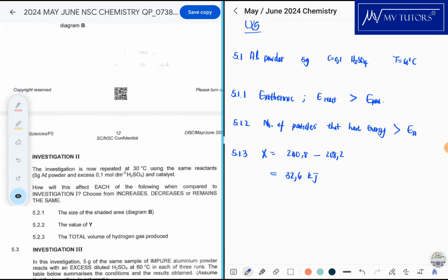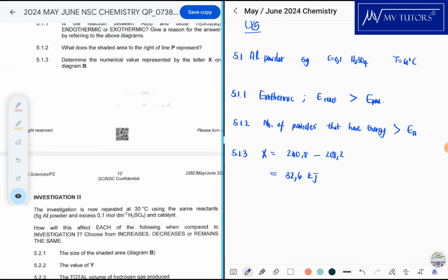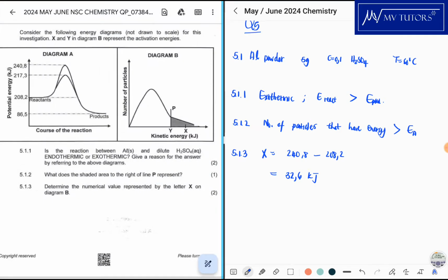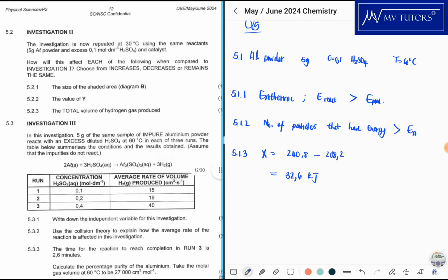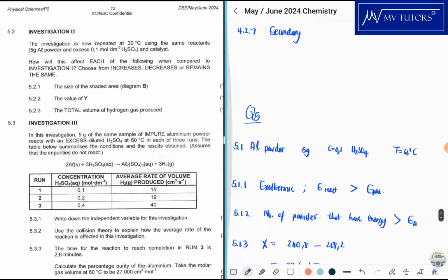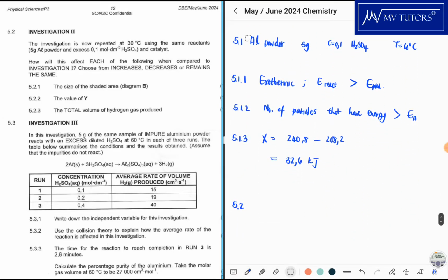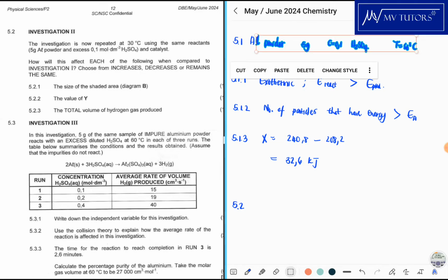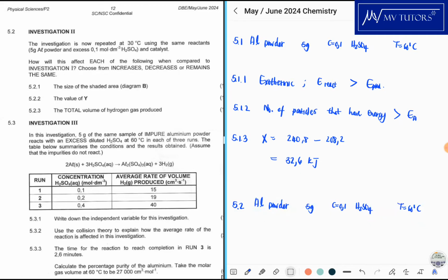Now investigation number 2. Just remove this. Okay. Investigation number 2. The investigation is now repeated at 30 degrees using the same reactants. So basically, this is the same information. It's just now the temperature has reduced. So what does that do? Well, if the temperature has been reduced, the rate of reaction will also reduce. So now we have 30 degrees Celsius.